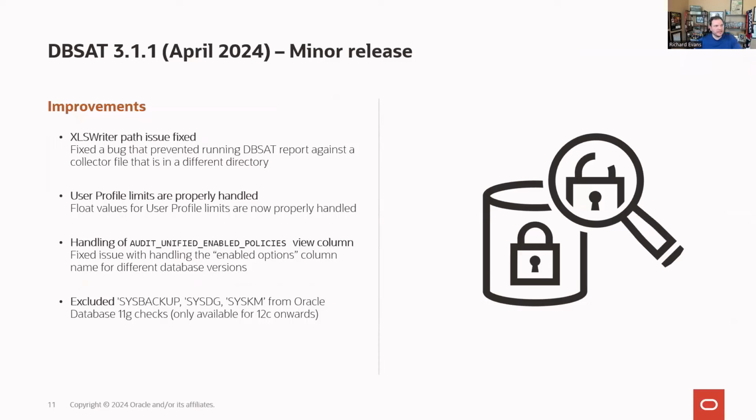So there was an XLS writer path issue that they fixed. User profile limits are handled properly. Handling of unified enabled audit policies, some columns there, and then some excluding of those sysman, sysbackup, sysdg, and syskm from some of the checks there. So yeah, good stuff. It's good to see that we have the opportunity to add capabilities to Oracle DataSafe, Oracle Database Security Assessment Tool, DBSat, and kind of keep these products moving forward.